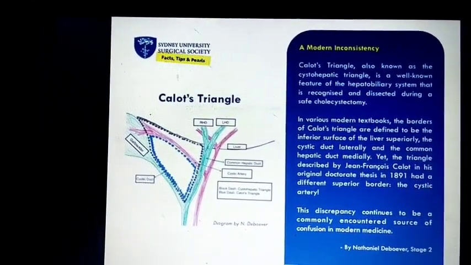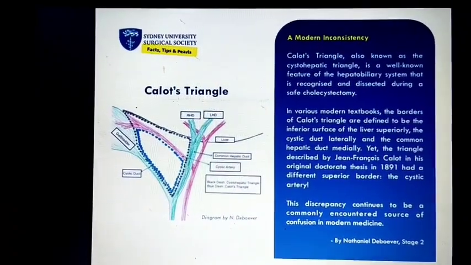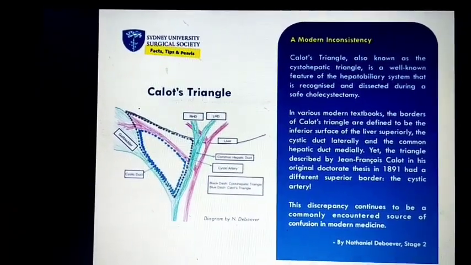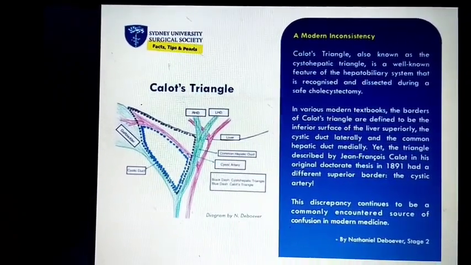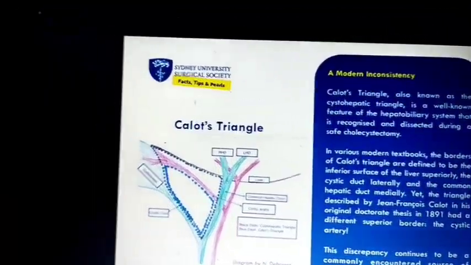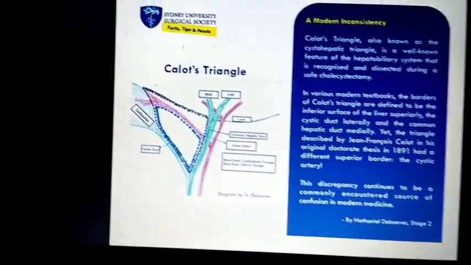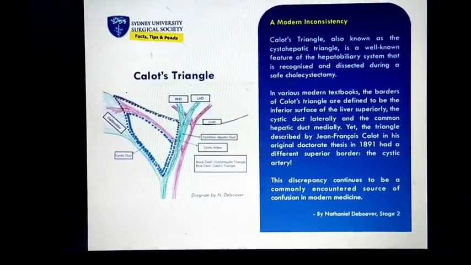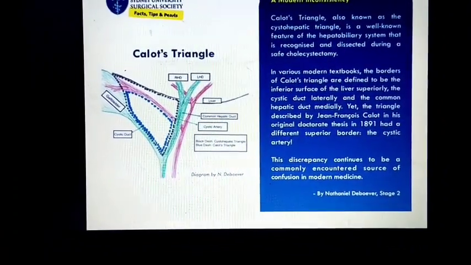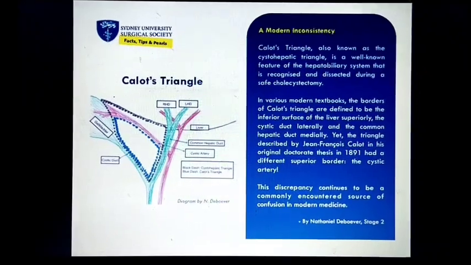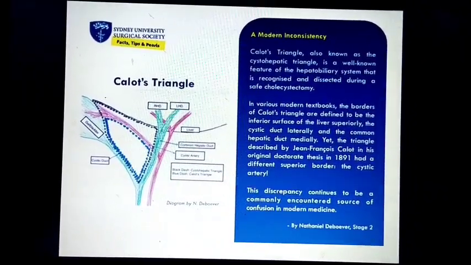Yet the triangle described by John Kellogg in his original doctoral thesis in 1891 had a different superior border, the cystic artery. In Kellogg's triangle, the cystic artery forms the superior border. Okay, and this description continues to be a commonly encountered source of confusion in modern medicine.